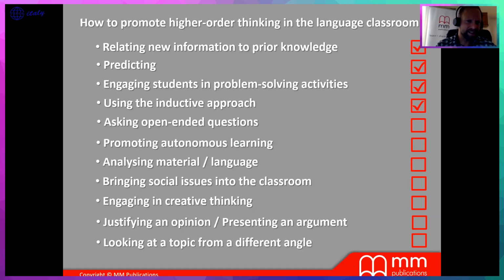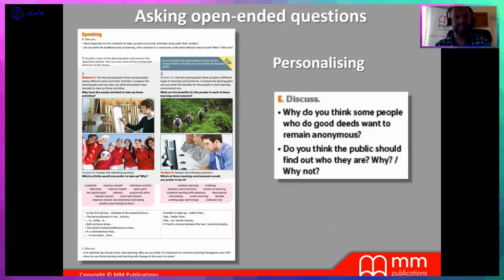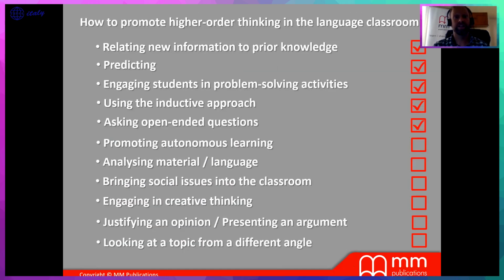I'm rushing a bit because time is limited, so I want to make sure I'm able to finish as much as I can. Asking open-ended questions, as we saw, is a key feature of what we talked about in Bloom's taxonomy. It's also there in those post-reading, post-speaking questions, activities that ask students to discuss what they have gained from this specific lesson and how it can be applied to learning.